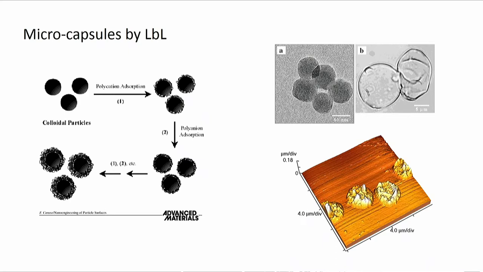But perhaps more interesting, you can make capsules with this. This was quite popular 10 or 15 years ago, in the group of Möhwald from Max Planck in Golm. You start with some colloidal particles, which can be covered by successive layers of polymers, and then the colloidal particle can be dissolved. Maybe if it is calcium carbonate, you dissolve it in an acidic environment, and you can replace the content. So you can get these nice few-micron structures that are capsules, whose porosity can be controlled by the pH, by the acidity of the environment.